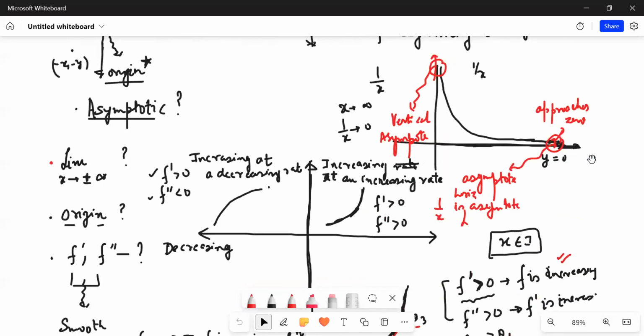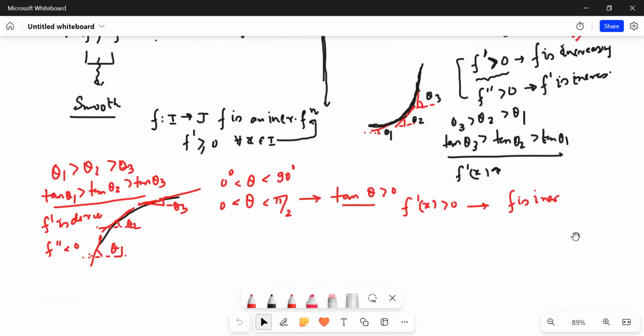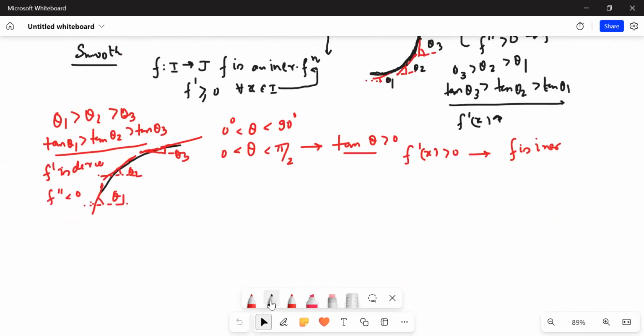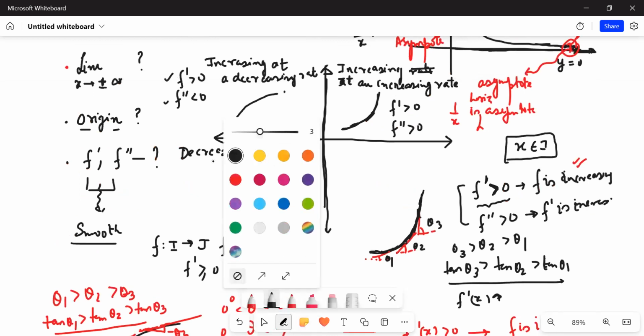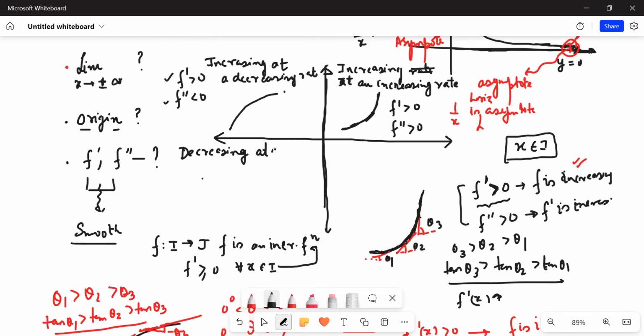So I think this is clear. Now you see, I hope it is clear. If I was discussing decreasing at an increasing rate, then if I'm decreasing, I have to see a graph of decreasing at an increasing rate. Then how would I make it? This would be decreasing at an increasing rate, and this would be decreasing at a decreasing rate.